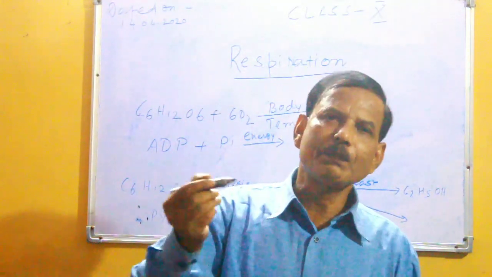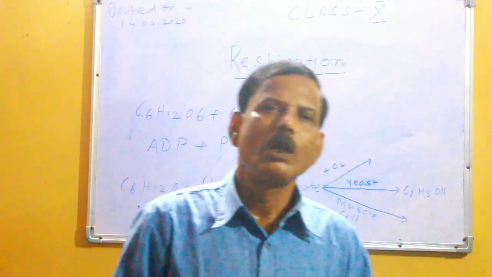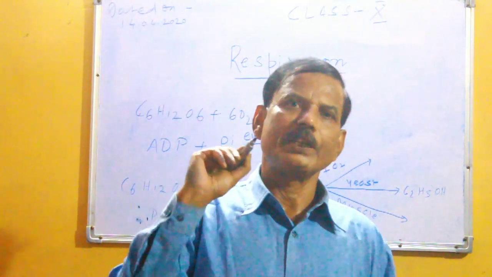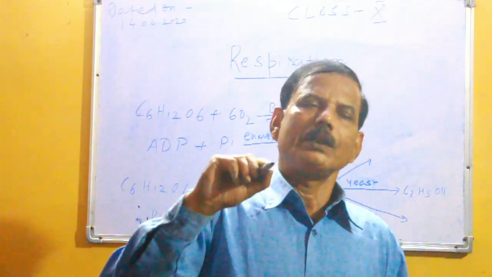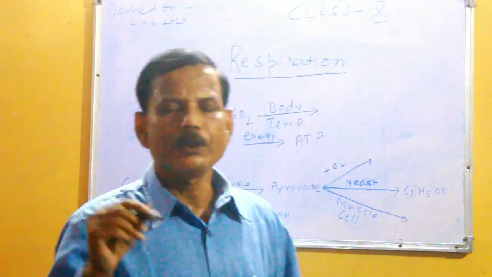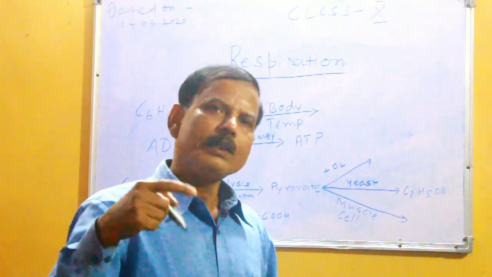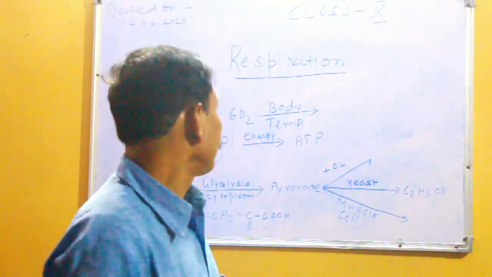Respiration that takes place in the presence of O2 is known as aerobic respiration or cellular respiration. Now anaerobic respiration: respiration that takes place in the absence of O2, and ethyl alcohol is produced.